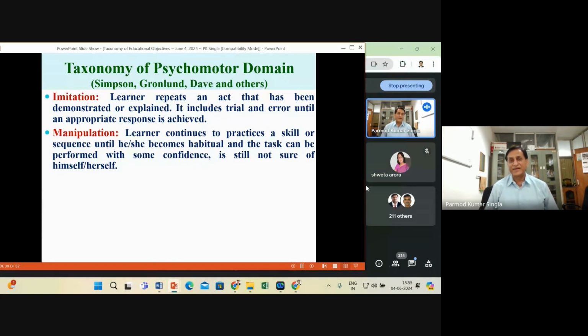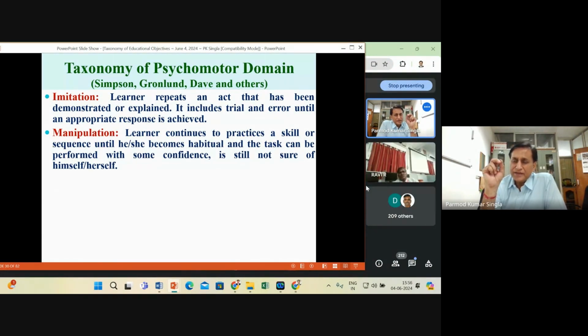The learner continues to practice a skill or a sequence, it becomes habitual, and the task can be performed with some level of confidence. We write digits: one by making a vertical straight line and we call it one. Two is very complicated. Three is also complicated. Any drawing we make, we call it one. Any drawing we make, we call it two. Any drawing we make, we call it three. We fix it now. This drawing is called one, this drawing is called two.